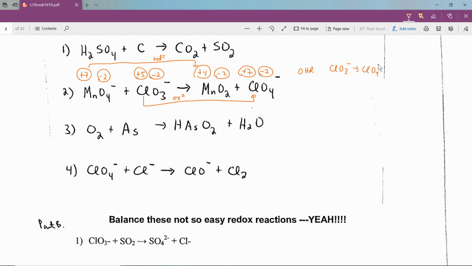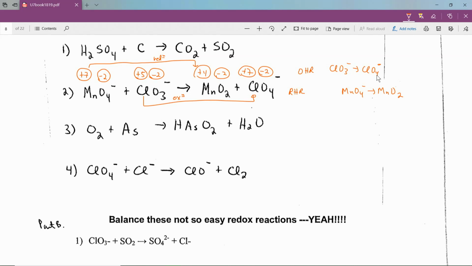I'm going to leave a little bit of room because I'm going to have to put some more stuff in there. And my reduction half reaction is MnO4 minus goes to MnO2, and we need some room to put in some other things. So in the oxidation half reaction, I got 1 chlorine on the left, 1 chlorine on the right. That's good. I got 3 oxygens on the left. Oh, but I got 4 oxygens on the right.